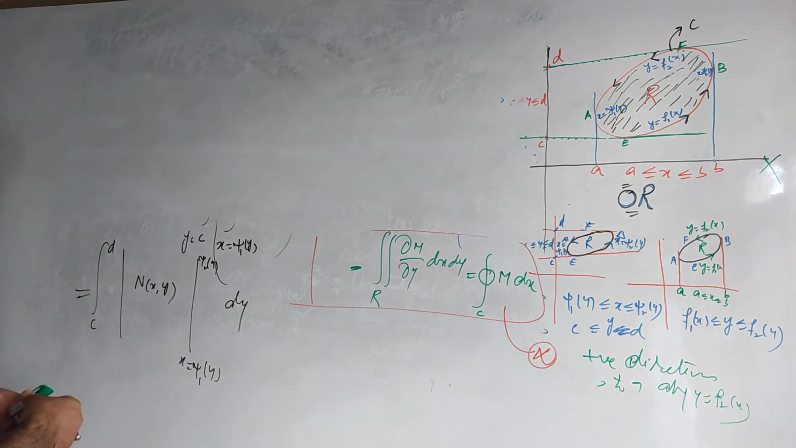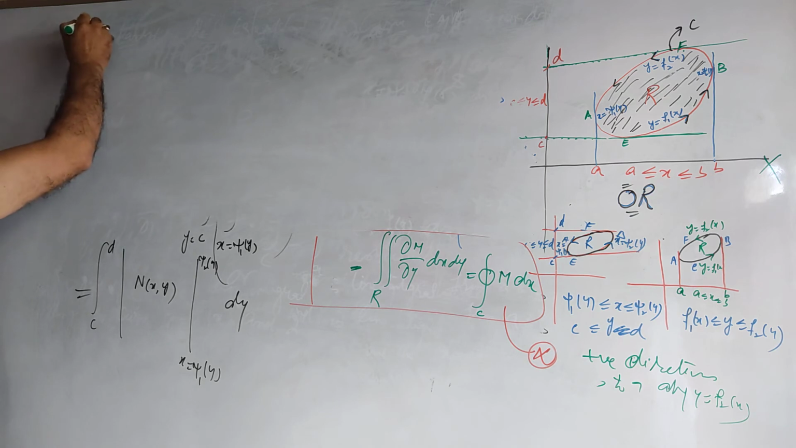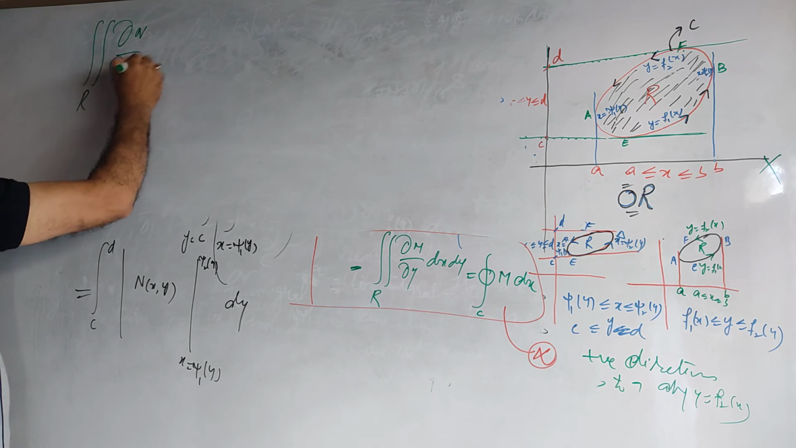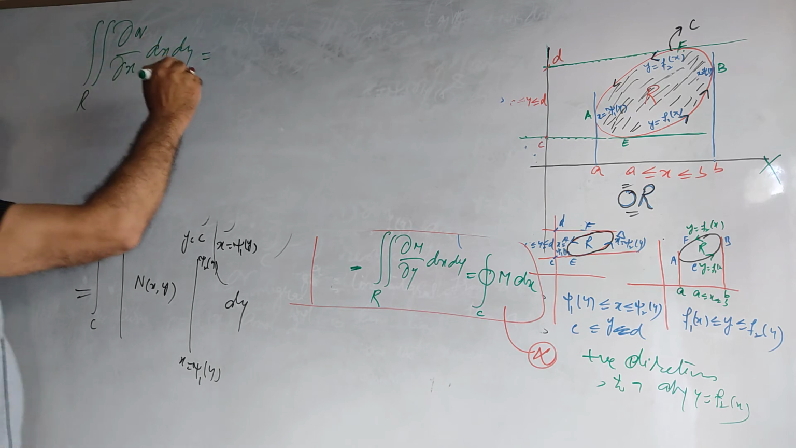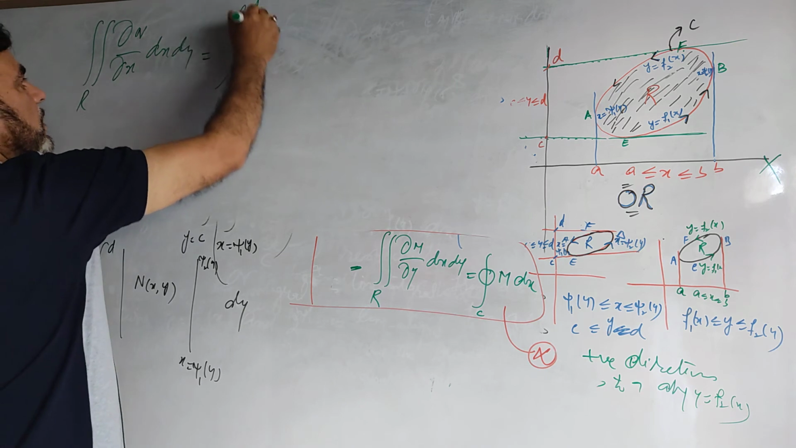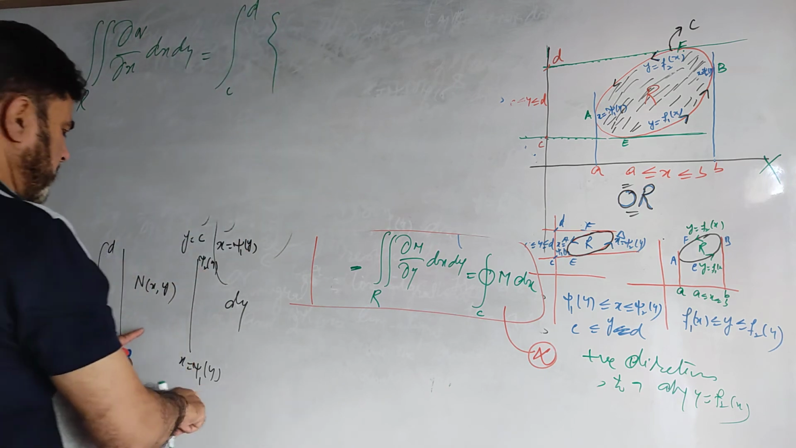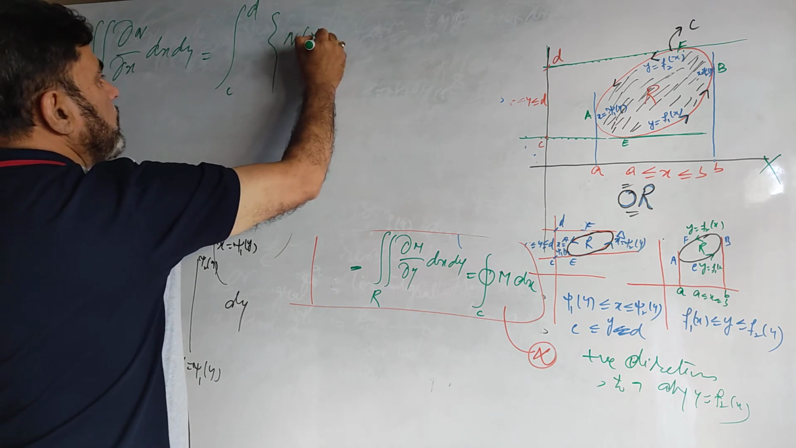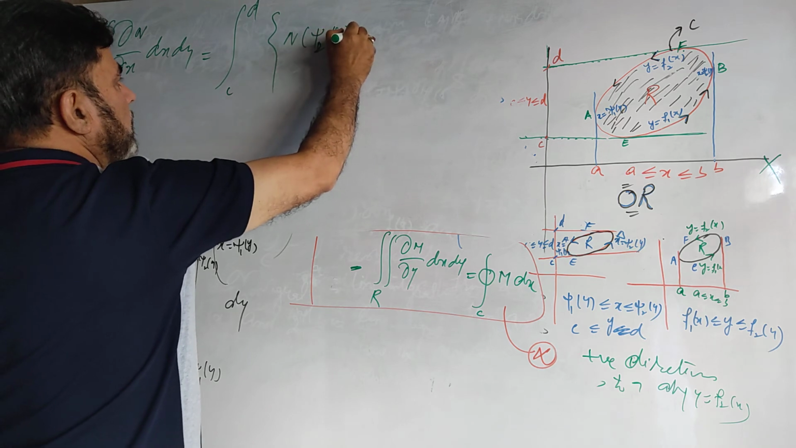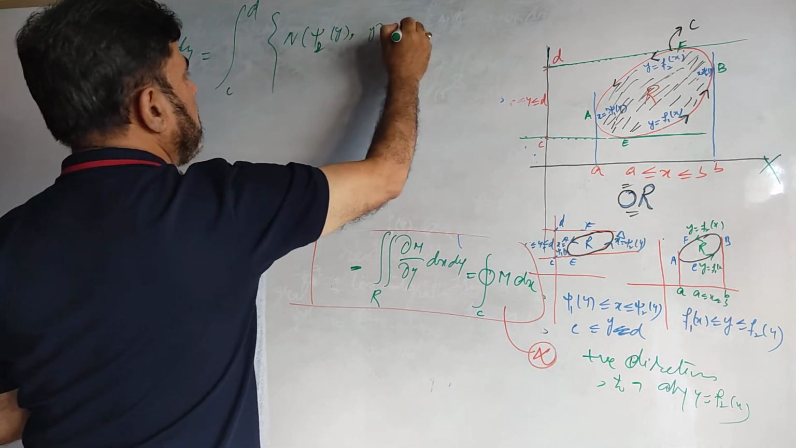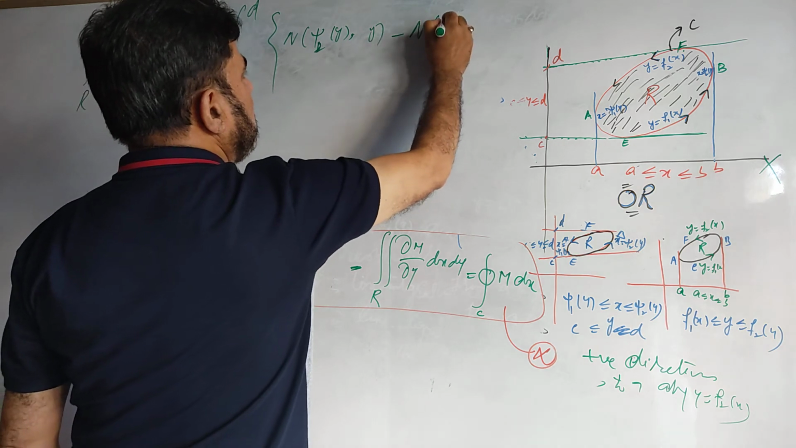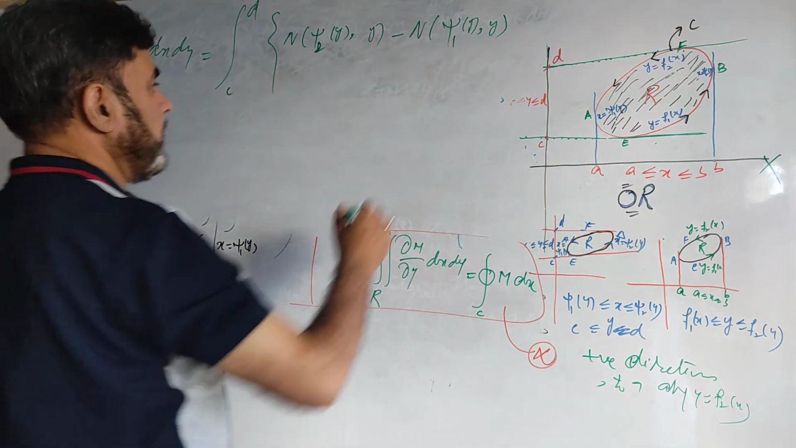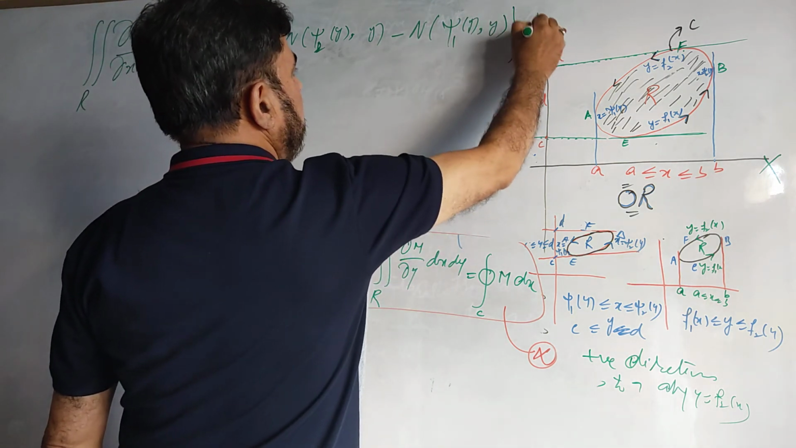Let us calculate this as we did previously. Let us see what happens. This is your surface integral of the partial derivative of N with respect to x, c to d. Give the upper limit for x: it is N with x equal to psi 2(y), comma y, minus N(psi 1(y), y), then dy.